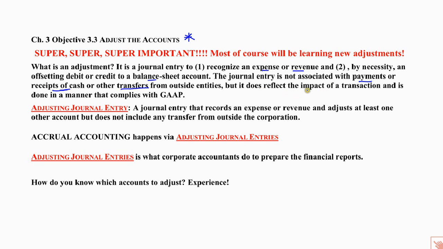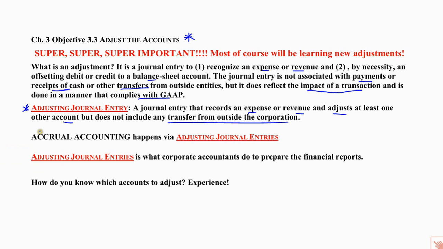This adjustment will reflect the impact of a transaction and complies with GAAP. So we're going to be looking at our accounting rules, and it will tell us the accounts that are impacted and the amounts. So adjusting journal entries, these are the key part of the adjustment process. It's a specific type of journal entry, records an expense or a revenue, and adjusts at least one other account, an asset or liability, but does not include a transfer from an outside party or an outside corporation.